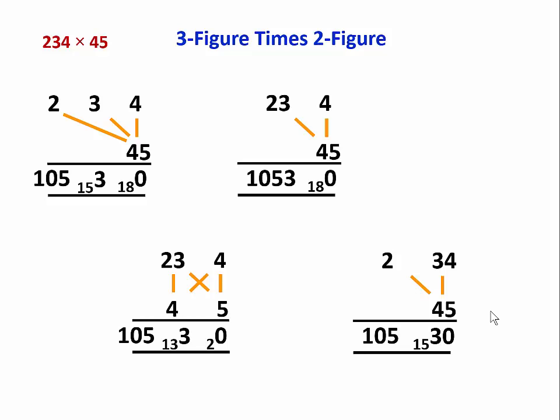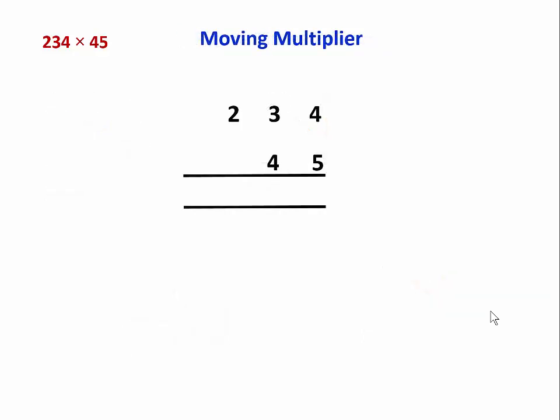Well, there's another way also that we can do this, and that's using the moving multiplier. So 2, 3, 4 times 45 again. What we're going to do here is to multiply vertically and crosswise, like this, vertically and then crosswise. And then we're going to move the 45 over to the left, like this, and do crosswise and vertical. So it's just a sort of expansion of the vertical crosswise thing. We've got 2 crosswises instead of 1.